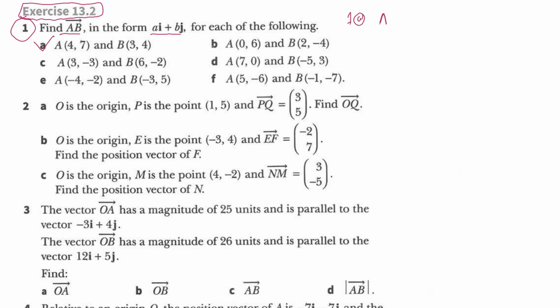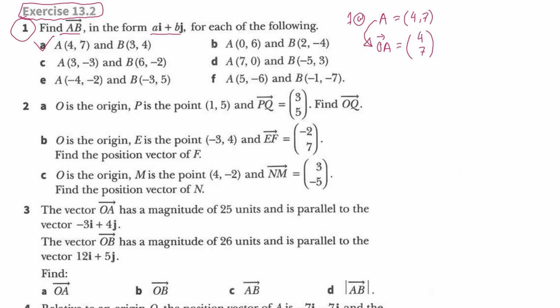The coordinate is given as A, which is (4, 7). We can write this coordinate as a column vector by writing OA equals 4 by 7. These two relations go both ways, vice versa. From coordinate A we can write the column vector 4 by 7.